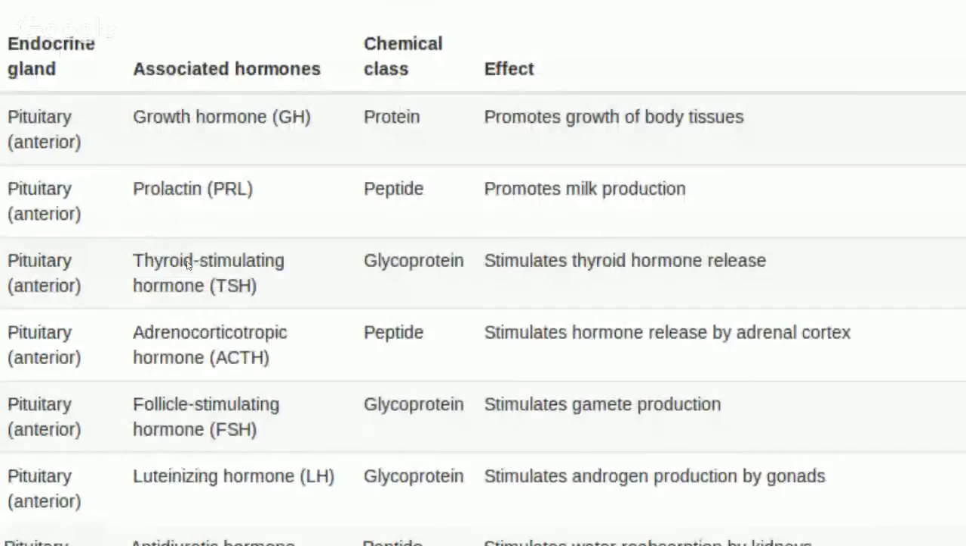All of these that I just went through here, the anterior, they're made in the anterior pituitary and released there. Posterior pituitary is not a gland. It doesn't make hormones. It just releases those two that come from the hypothalamus.